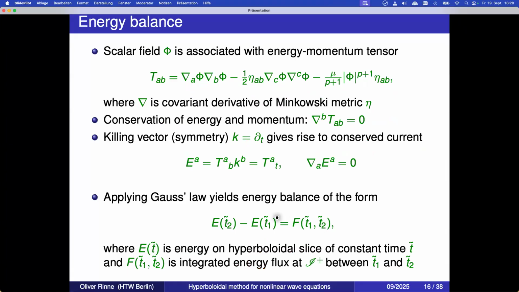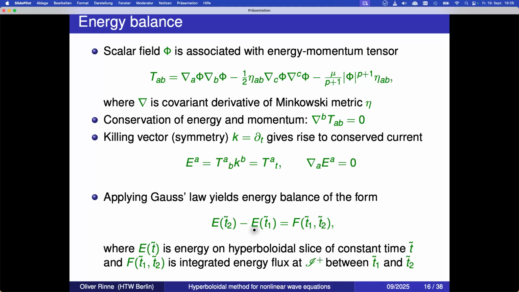So this means that the energy can only decrease. And this is what happens on these hyperboloidal slices. As the waves travel outwards, you lose energy. You lose energy through future null infinity. This is very different from standard slices in Minkowski space, which end up at spatial infinity, where you have a conserved energy, but not here.